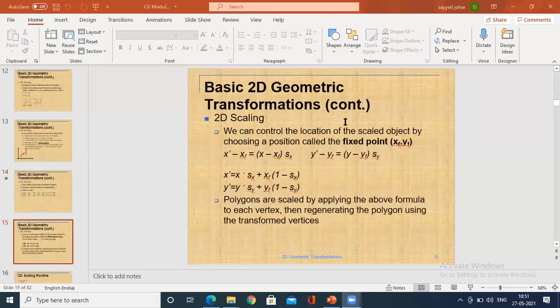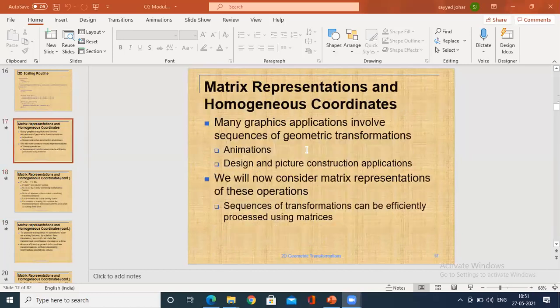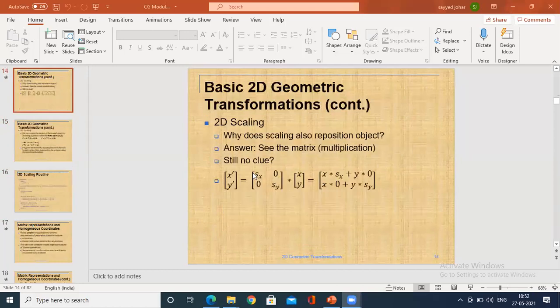Coming to the concept of translation, again we have a translation factor. Matrix-wise, it is an additional factor. This is a scaling matrix multiplied with the existing coordinates. When you multiply this matrix with the column matrix xy, you are going to get this. You have to remember this from an examination and calculation point of view. So how do you get this? You multiply this matrix with the column matrix, and you get this.